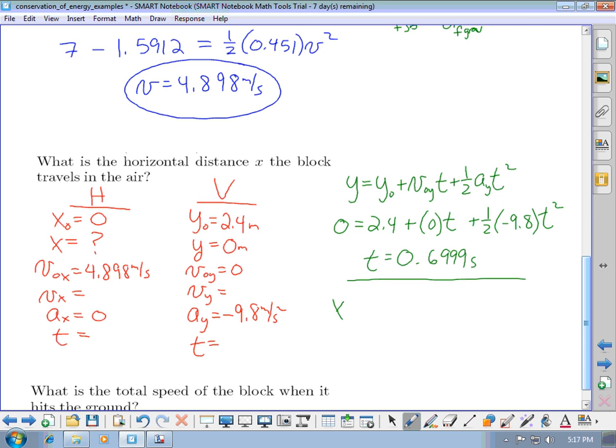And so the horizontal distance is going to be the horizontal velocity of 4.898 meters per second times the time of 0.6999 seconds. And in the horizontal direction, there's no acceleration, so it's just the horizontal velocity times the time. And for this, we get that the horizontal distance traveled by the box is 3.428 meters.